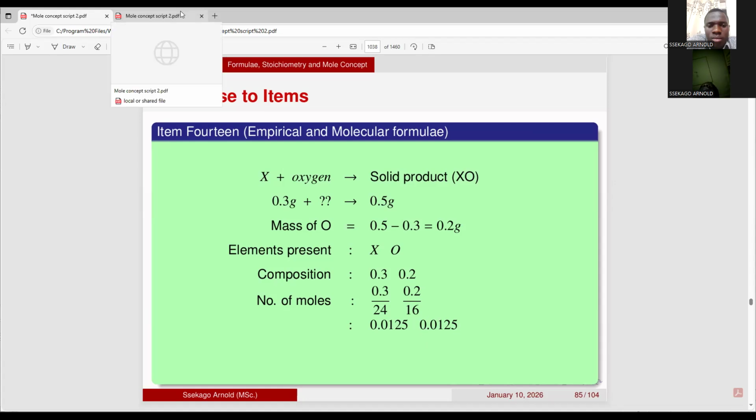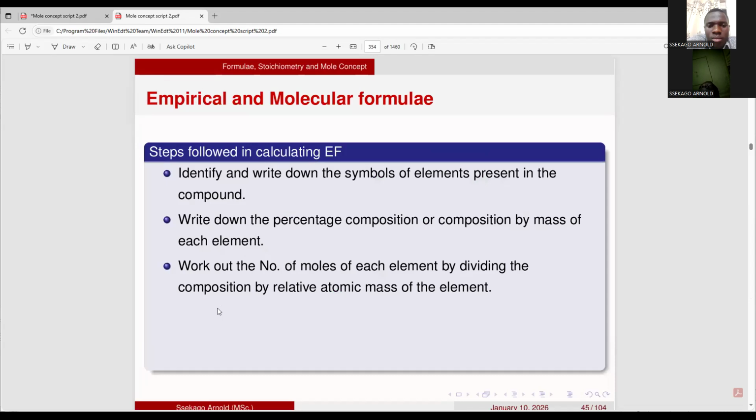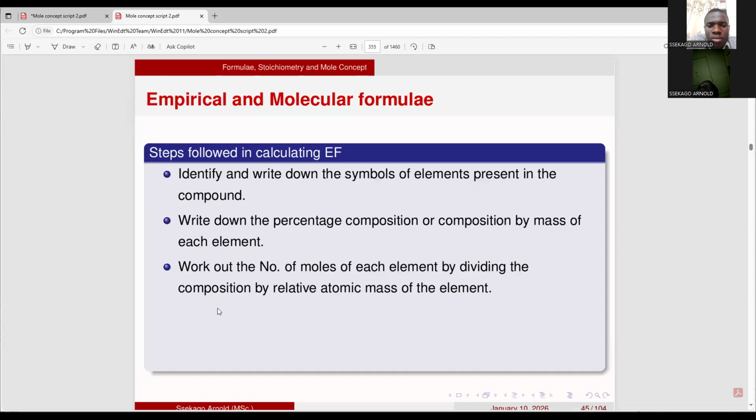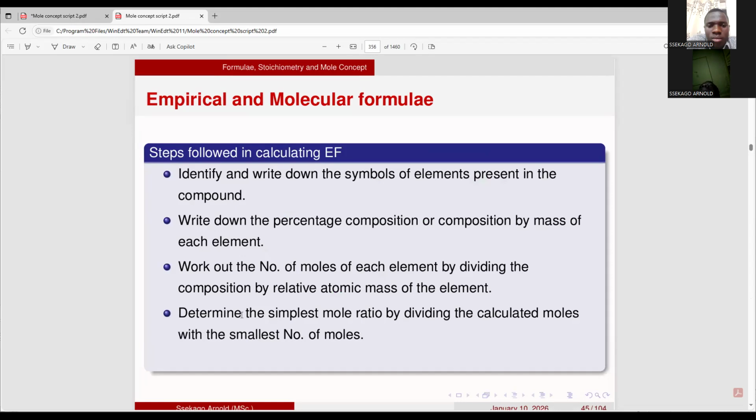What does the next step say? It says that step 4, after determining the number of moles, determine the simplest mole ratio by dividing the calculated moles with the smallest number of moles. So determine the simplest mole ratio is the next step. How do you determine it? Divide the calculated moles with the smallest number of moles.